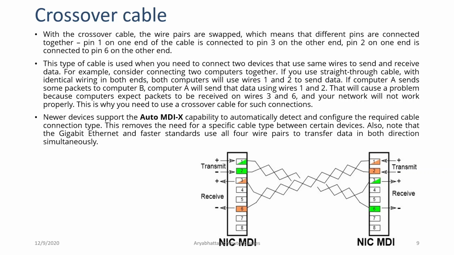So that means basically we need to use appropriate cabling with the proper device. Newer devices support the auto MDIX capability to automatically detect and configure the required cable connection type. This removes the need for a special cable type between certain devices. Also note that Gigabit Ethernet and faster standards use all four wire pairs to transfer data in both directions simultaneously.